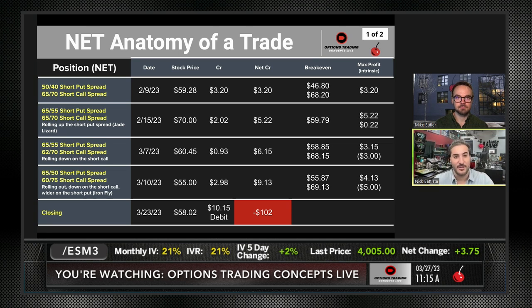I think that's one of the bigger points with this position, that there was a little bit of flexibility because I was only $5 wide on the call side, 10 on the put side. It allows you to be a little bit more flexible. So I rolled this up to the 65-55 short put spread. I'm holding the 65-70 short call spread, and you can see stock goes up to 70.